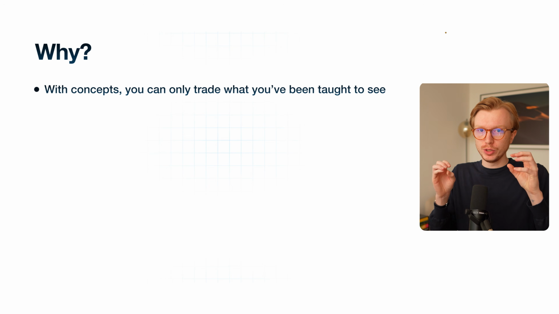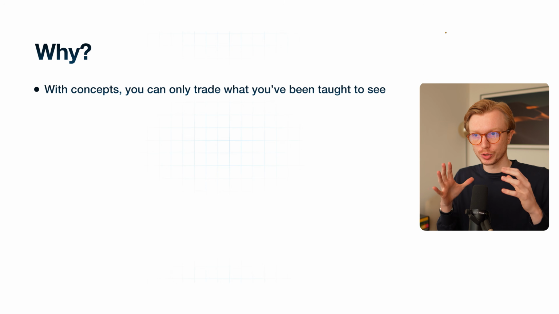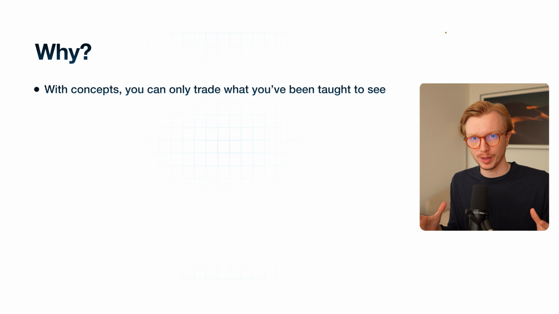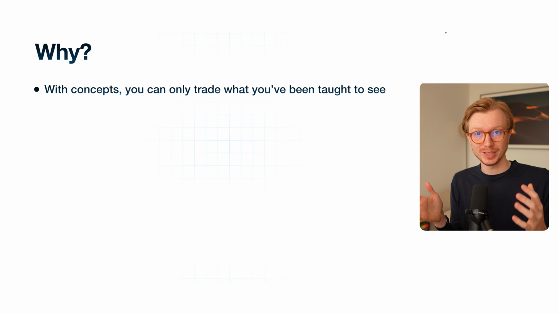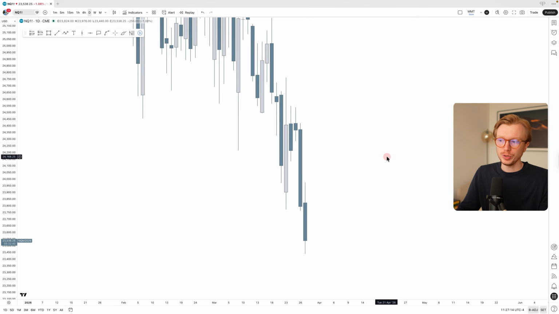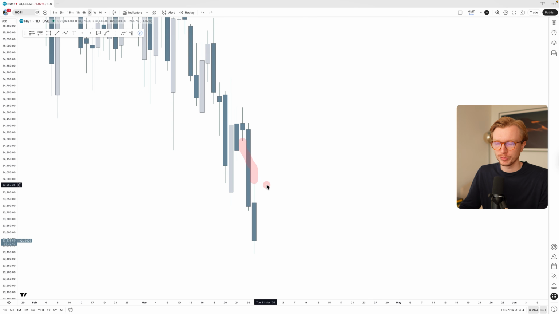But if you only know how to spot certain concepts, you're quite limited in what you can do, if that makes sense. So oftentimes then the solution becomes adding more and more concepts to make up for those limitations. But when you really think about it, do you need to know that this is a fair value gap if we are likely to continue lower? All things we're going to dive into.